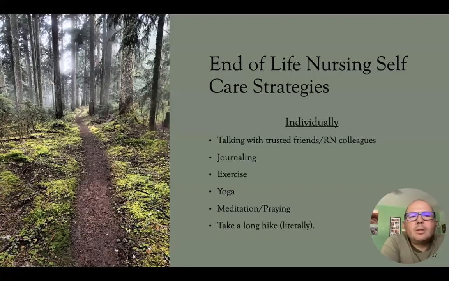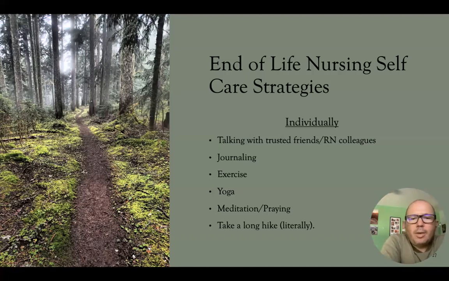End of life nursing self-care strategies individually. You can talk with trusted friends, RN colleagues, journaling, exercise. That's one way that I personally de-stress. Exercise. I like to run. That's my way of exercising my demons. Yoga, meditation, praying. Take a long hike.